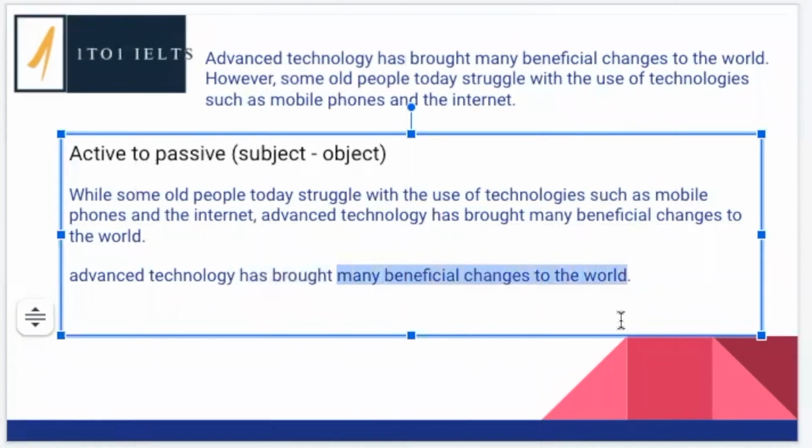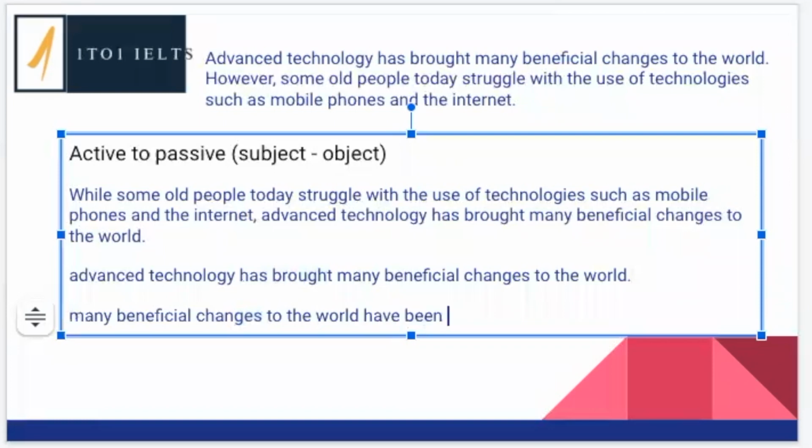As always, we'll take our object to start with. We're going to change this to the present perfect passive. Many beneficial changes. We see our object is plural. So rather than has, it'll be have been brought by. And then we have our subject, advanced technology. So we normally say not brought by object, we say brought about by. This would be a more natural prepositional collocation.